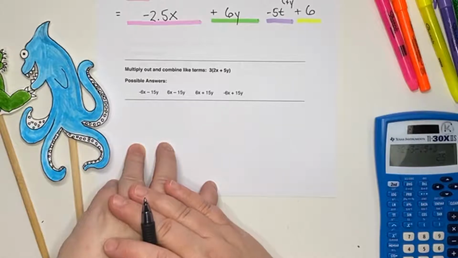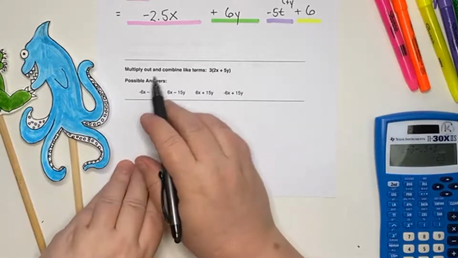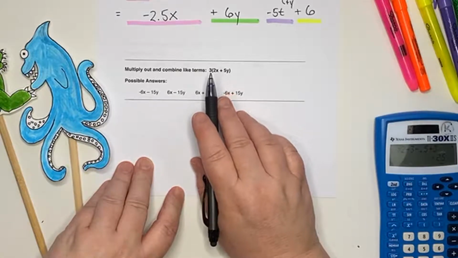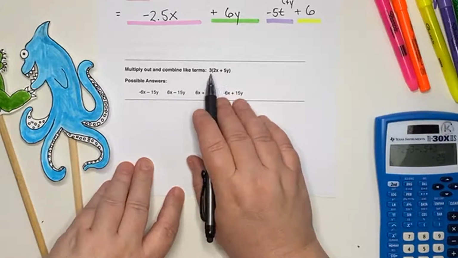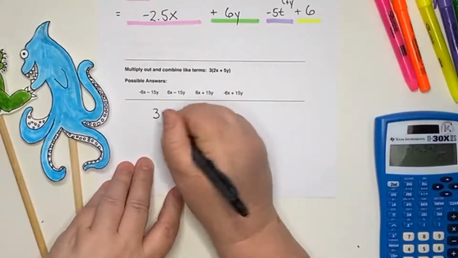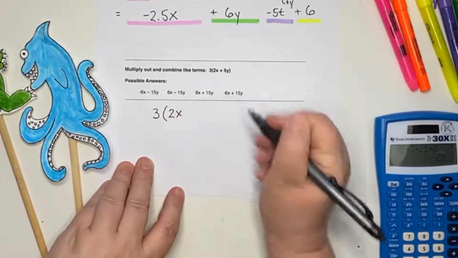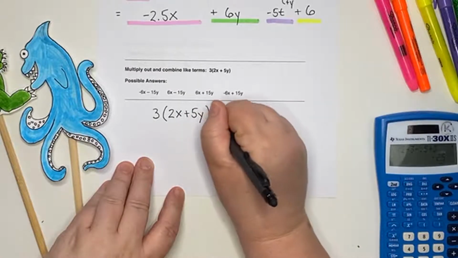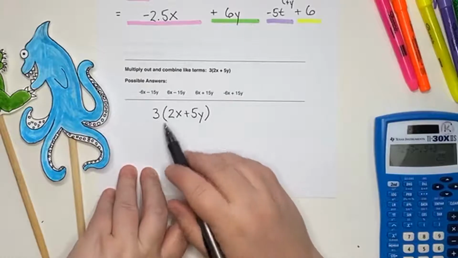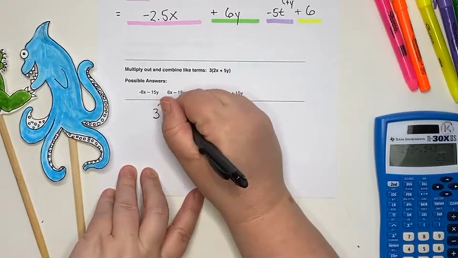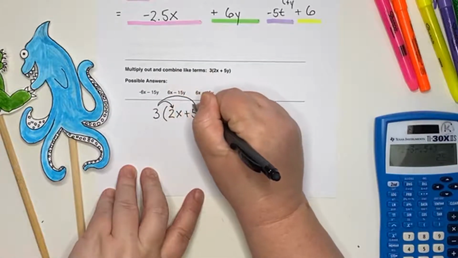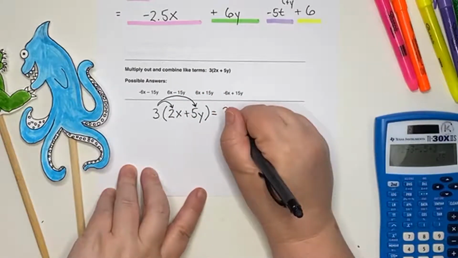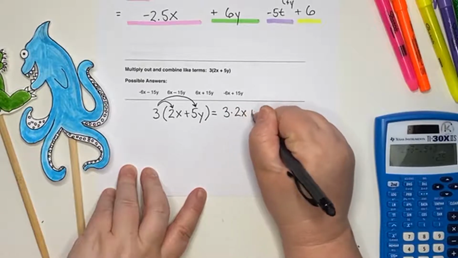Woohoo. Okay, next problem. Multiply out and combine like terms. Okay, this one has what is technically a harder technique, but it's a much simpler problem. Not a lot going on in this one. 3 times the quantity 2x plus 5y. There we go. And in order to do this, we're going to use the distributive property, which is the one where you've got the arrows. So you multiply out.